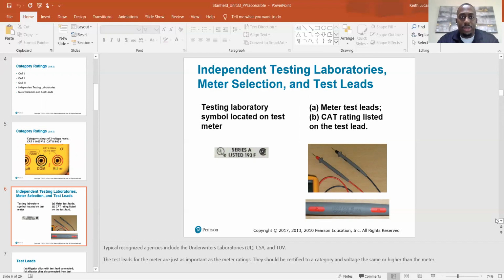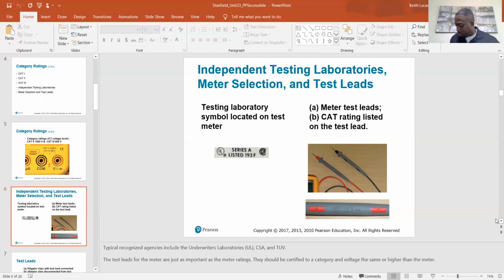Independent testing laboratories, meters, selection, and test leads. Typical recognized agencies include the Underwriters Laboratories, CSA, and TUV. The test leads for the meter are just as important as the meter ratings. They should be certified to a category and voltage the same or higher than the meter.